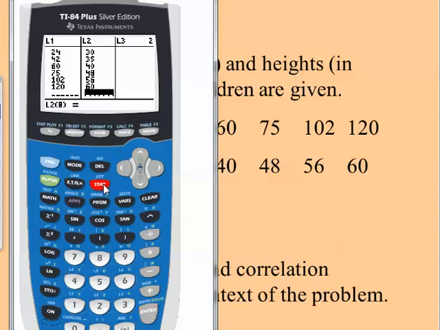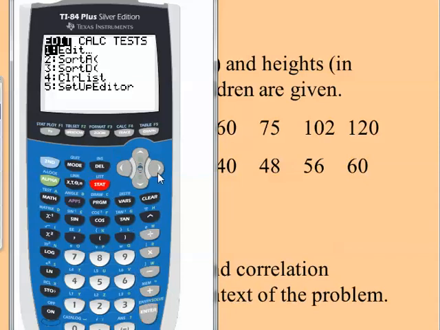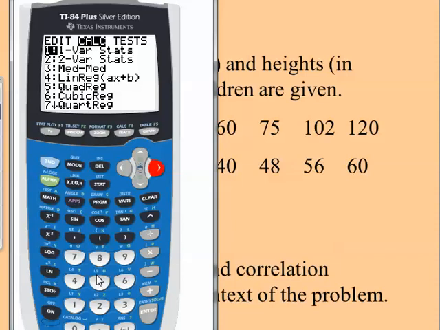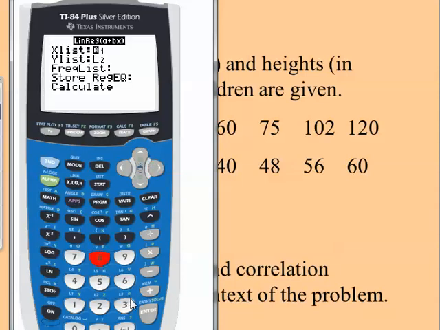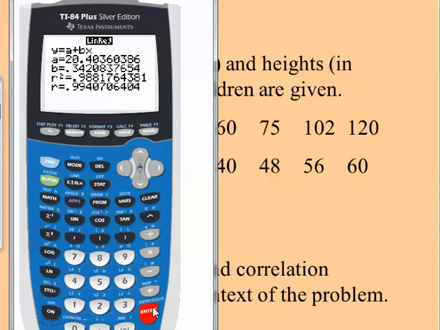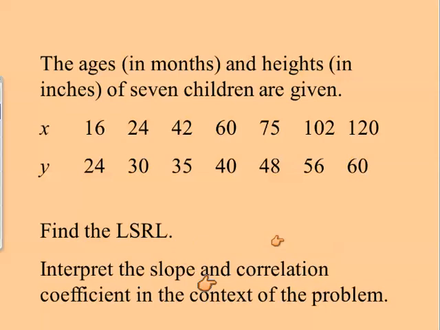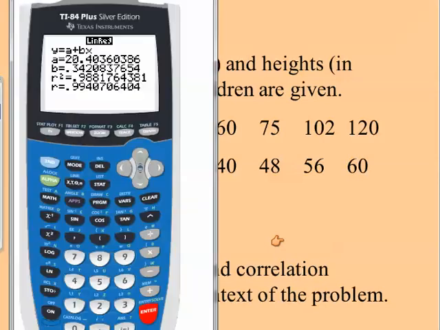So I'm now going to do a stat. I'm going to go over to calculate, and I'm going to press number 8 to do the linear regression, the least squares regression, L1, L2, and I calculate on it, and I get this information. A is 20.4. B is 0.34, and my R is 0.999. So it looks like a really strong correlation. That 0.99 means it's a strong positive correlation.